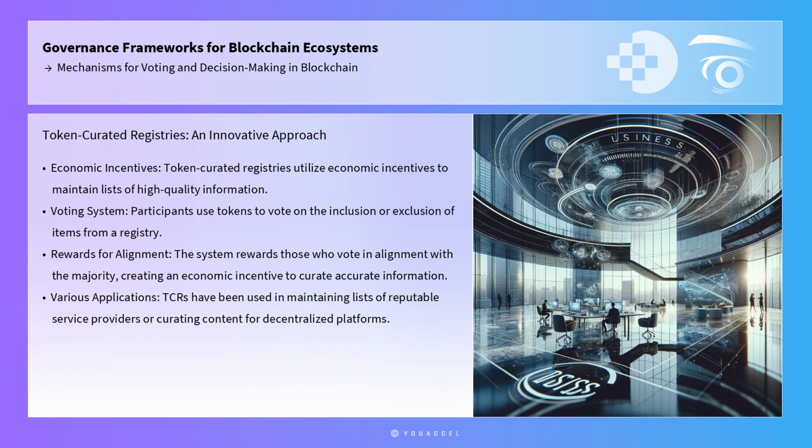Another innovative approach is token-curated registries, which utilize economic incentives to maintain lists of high-quality information. Participants use tokens to vote on the inclusion or exclusion of items from a registry. The system rewards those who vote in alignment with the majority, creating an economic incentive to curate accurate and valuable information. TCRs have been used in various applications, including maintaining lists of reputable service providers or curating content for decentralized platforms.